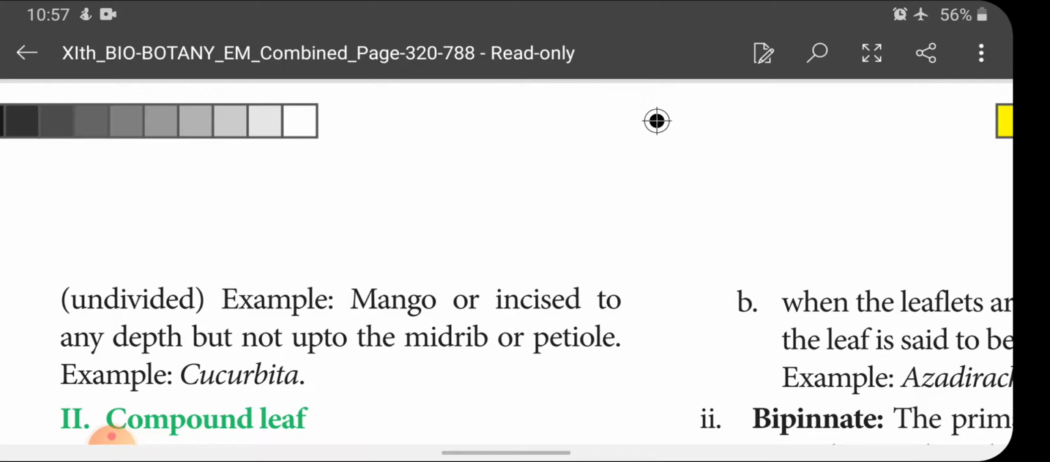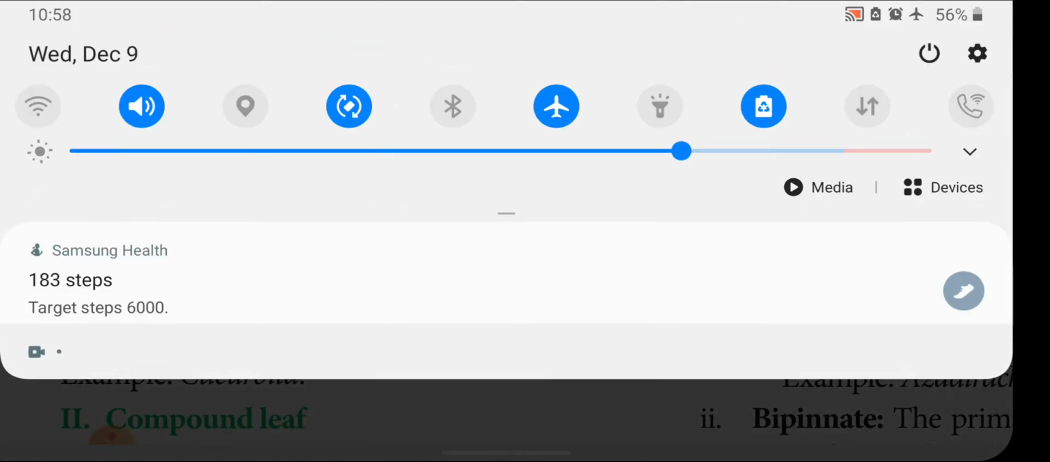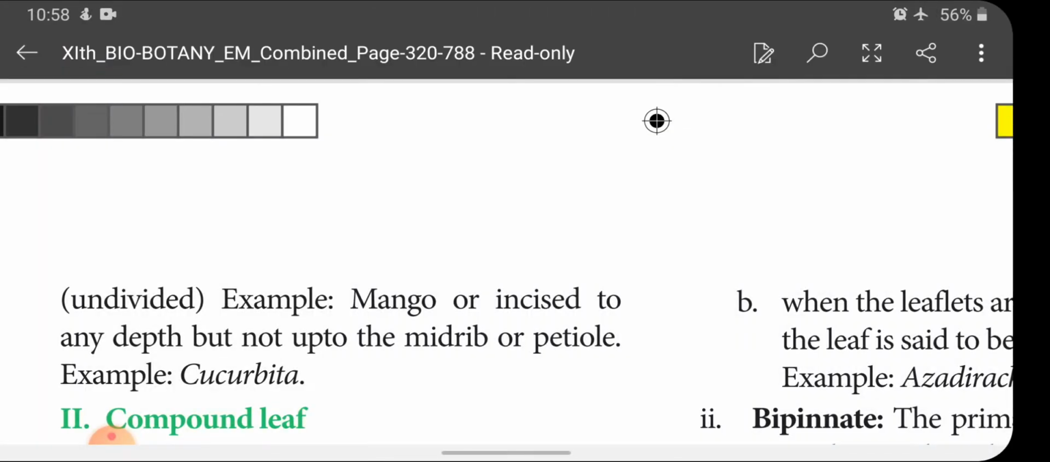Actually in simple leaf there are two types. One is the leaves with entire margin. With entire margin we cannot see any incision over the leaves, and this is called what? Simple leaves or entire leaves.